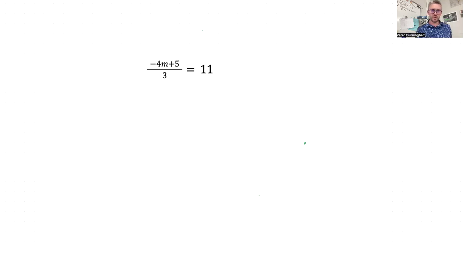And again, you should have already tried these problems and now you're checking them for best results. Multiply by 3, because let's get rid of that denominator first. 11 times 3, negative 4m plus 5 equals 11 times 3, 33. Both sides of the equation. Now the thing furthest away from the variable is 5. Let's get rid of that 5. 5 minus 5 is 0. That's why it goes away. 33 minus 5 is 28.